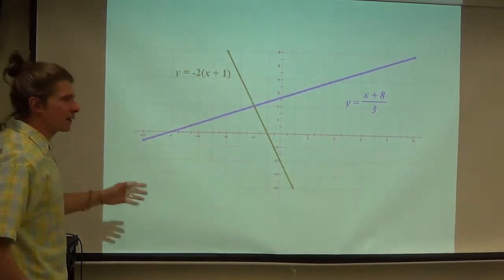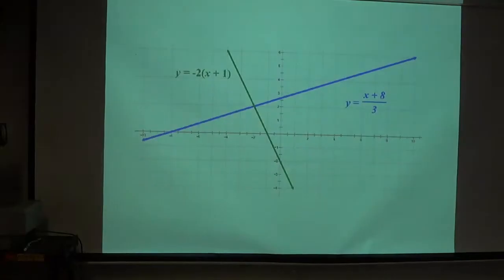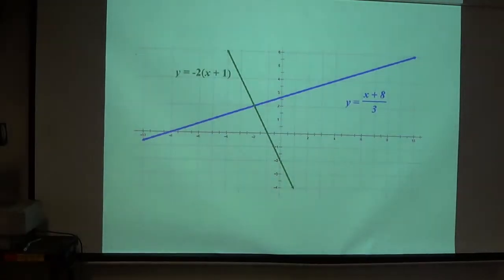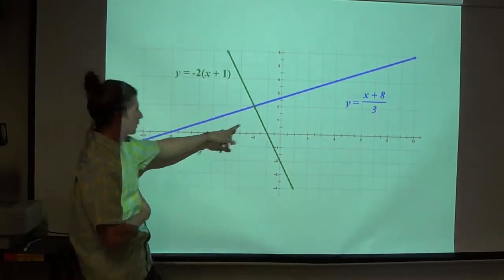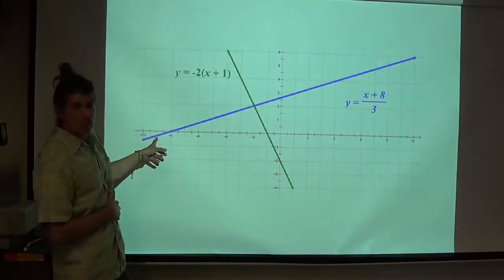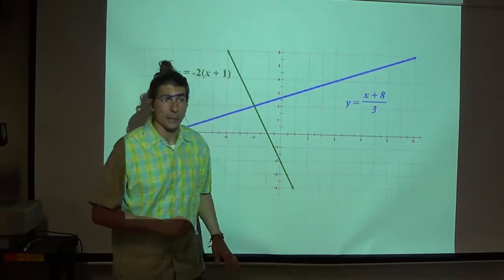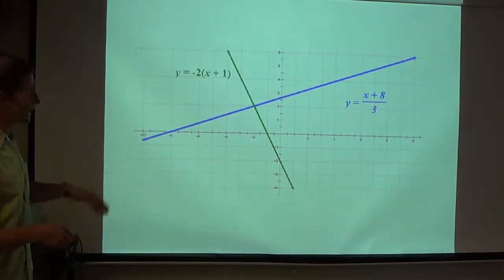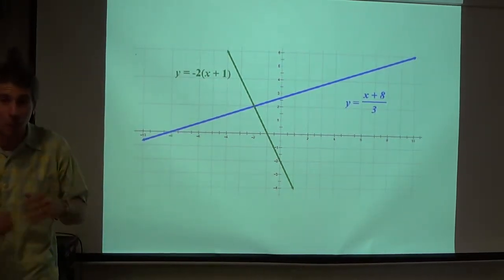So what I've done up here: the blue line, notice it's got arrows on the right and left sides, is the graph of the line y equals (x plus 8) over 3. The green line is the graph of the line y equals 2 times the quantity x plus 1.